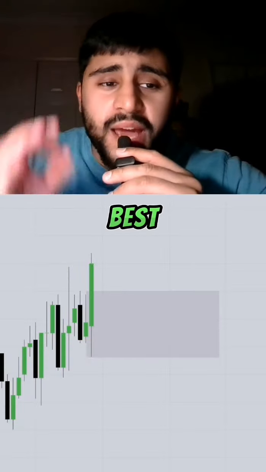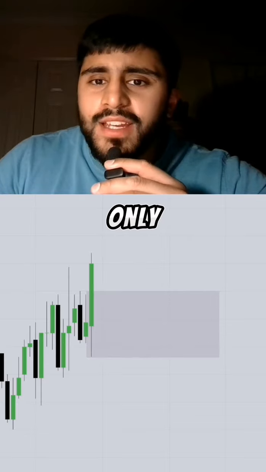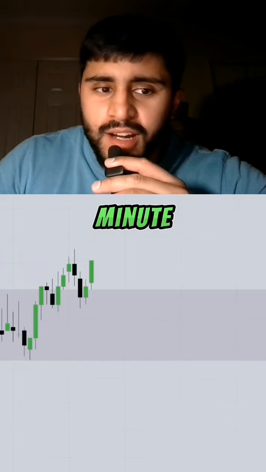I promise you, this is the best way to trade fair value gaps. So once you have a fair value gap, your only trick now is to wait for the 1 minute to come into this zone, right?